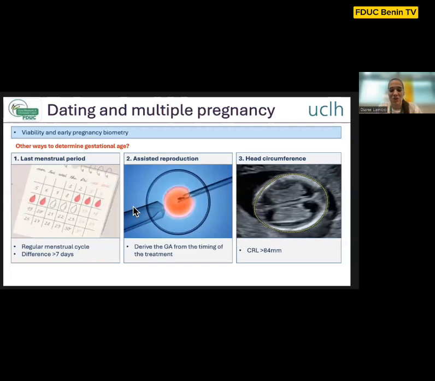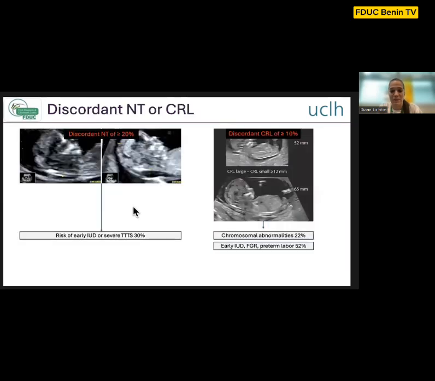And of course, in those that are later in gestation, so in those that present to you essentially after 13 plus 6 weeks with a CRL that's greater than 84 millimeters, we use a head circumference as a way of dating the pregnancy. And again, in a multiple pregnancy, what you'll be using is the largest head circumference in order to give you that date.